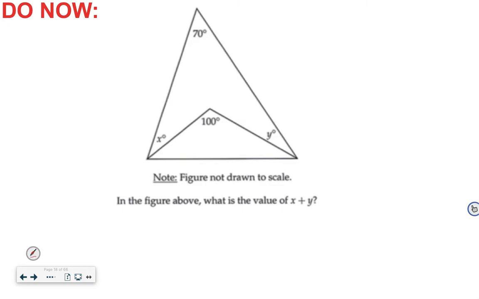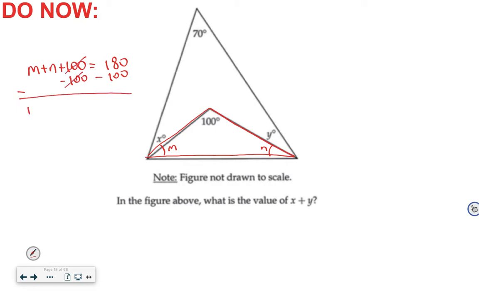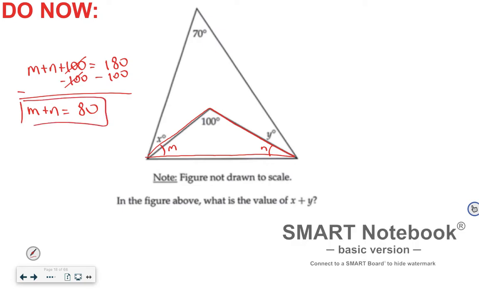To be able to solve this question, first focus on the small triangle. Let's say that this is M, this is N. When you focus on the small triangle, the sum of the measure of the interior angles is 180. M plus N plus 100 is going to be equal to 180. If you subtract 100, you will get that M plus N is equal to 80. We need to keep this. We are going to use this later.